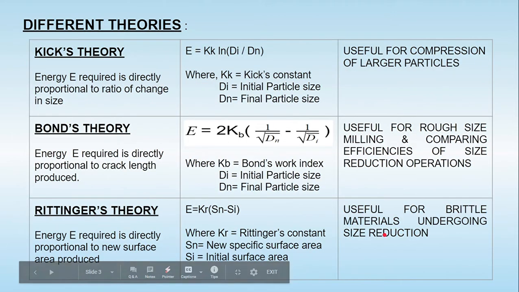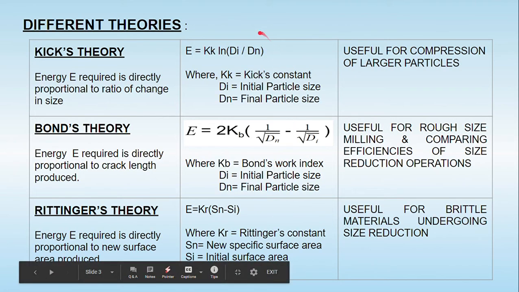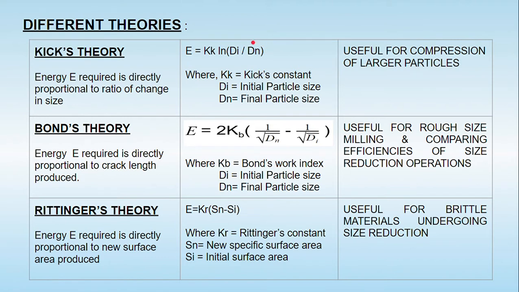Now let's understand in detail the differences between these three theories. First, start with Kick's theory. Kick's theory highlights that the energy requirement is directly proportional to the ratio of the change in size. What is the meaning of this? Here we take the ratio of the initial particle size to the final particle size, and this theory is used for coarse, larger particles. So when we go for size reduction of larger particles by the mechanism of compression, we prefer this particular theory.